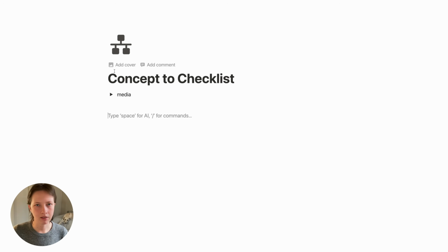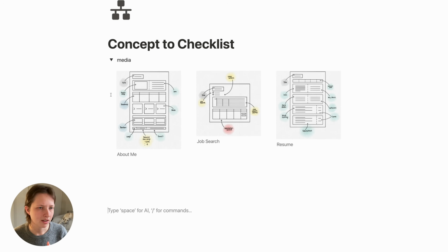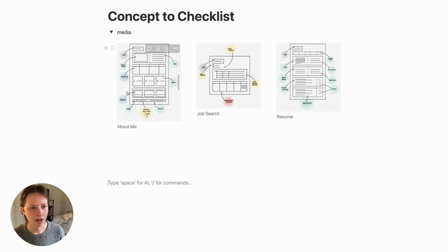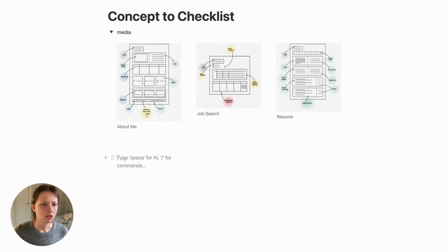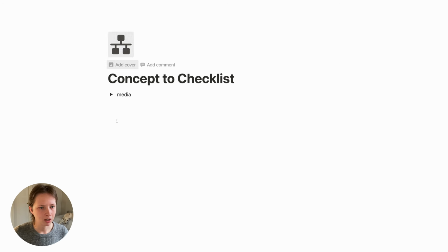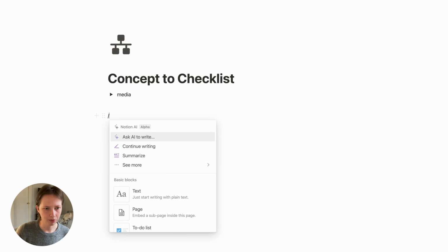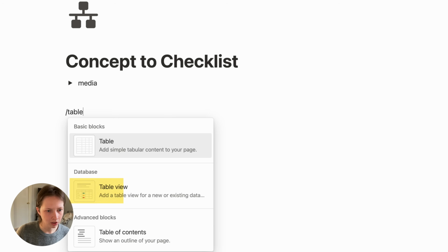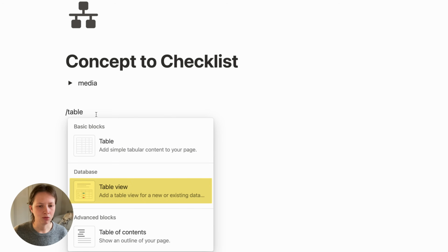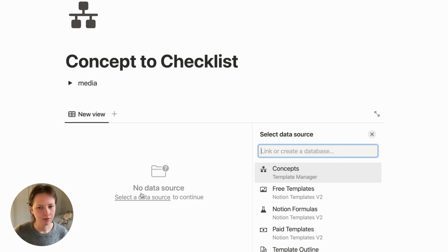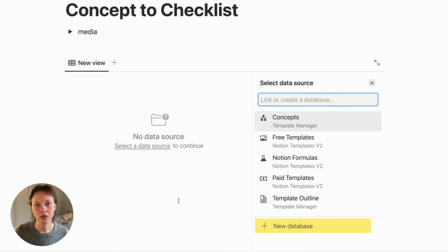So let's pretend that we are creating this project planner and we have 3 different ideas conceptualized. There's some handwritten notes here for 3 different projects. So with this information, I'm going to create a table. So I'm going to say /table to get a database running. Let's select that. And I'm going to create a brand new table. Click the new database button.